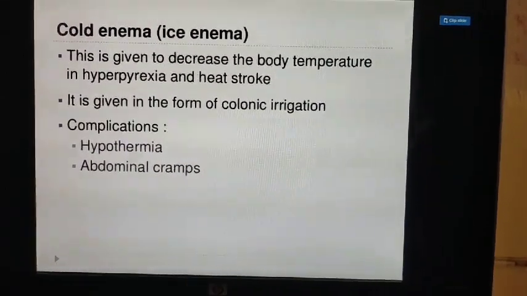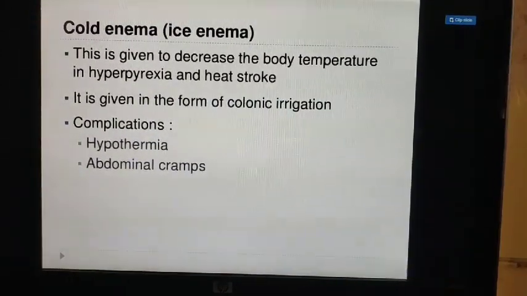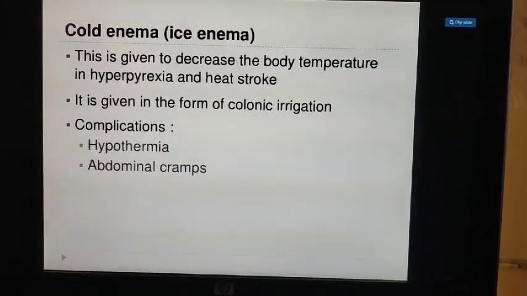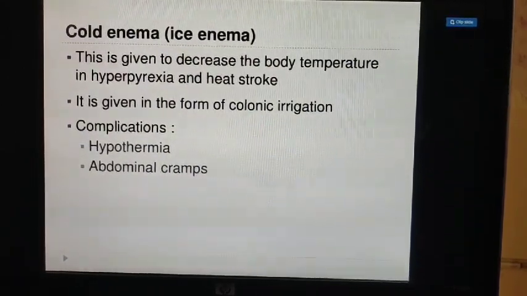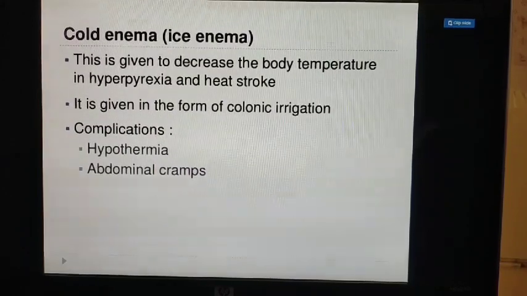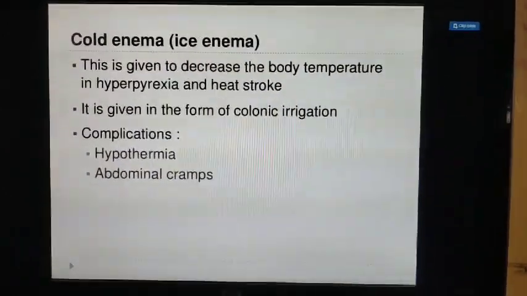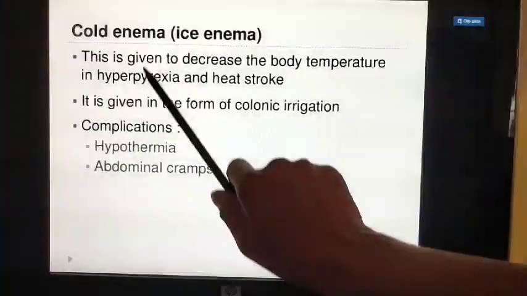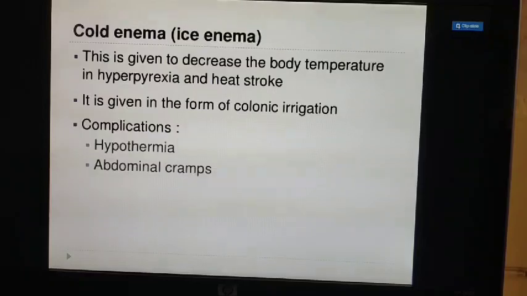What happens? Suddenly the body temperature comes down, which is also very dangerous, isn't it? We have to record the temperature. When it comes to normal, we have to stop this cold enema. Understood? What are the complications? Hypothermia and abdominal cramps. Clear? But it is useful in reducing temperature. This we call cold enema.